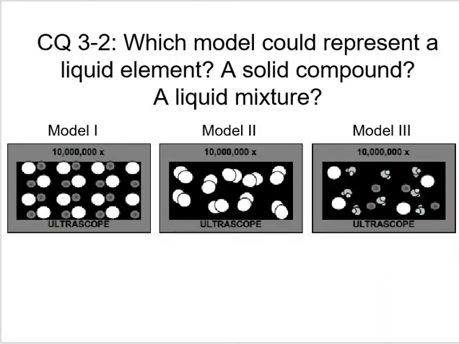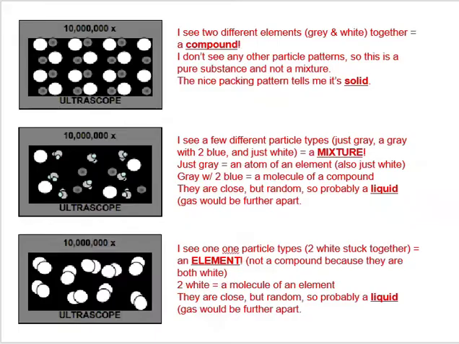Okay, so let's try applying that information. This question asks, which model could represent a liquid element, a solid compound, and a liquid mixture? Now, we talked a little bit about liquids and solids in our physical change unit, and that is helpful, but I want to focus on element, compound, mixture. So I've kind of split these up, and let's look at each one in detail.